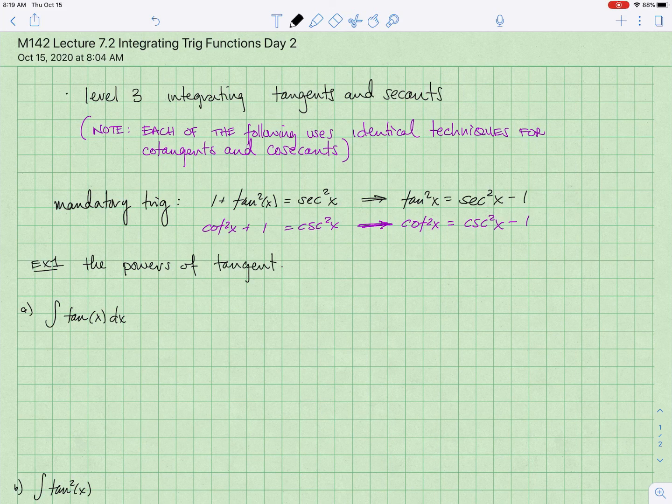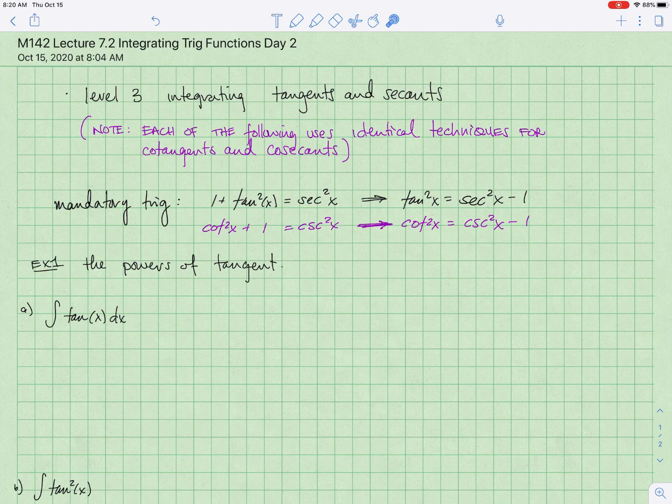So, a couple of things before we get started. There are mandatory trig identities that you have to know before you even begin to do a lot of these integrals. It is the Pythagorean identity that connects tangent squared and secant squared. And equivalently for cotangents and cosecants, we have cotangent squared plus 1 is equal to cosecant squared, or its variations. So commit those to memory, folks. Do not start these problems without knowing those.